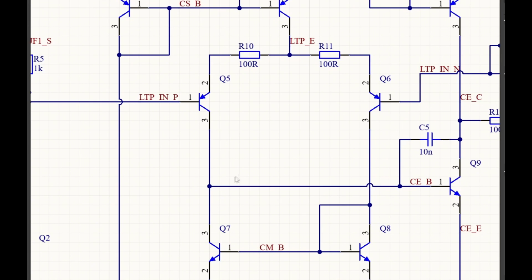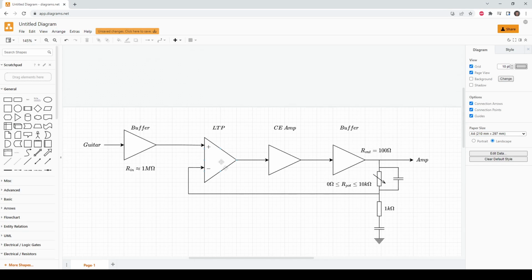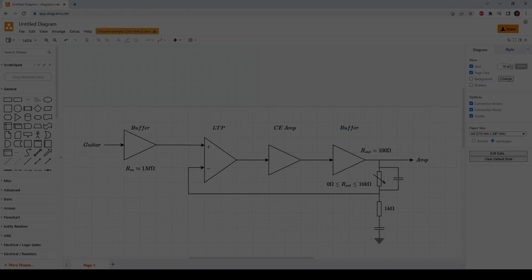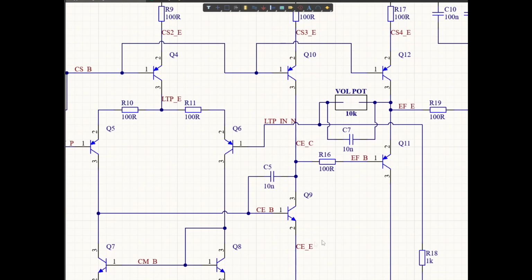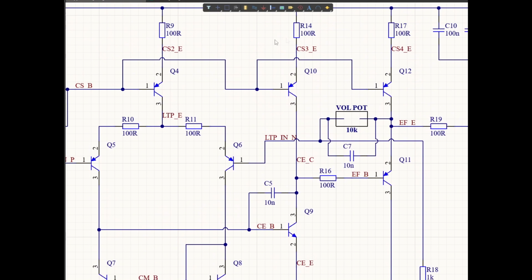At the collector of Q5, we take the output and feed this into our common emitter amplifier. The common emitter amplifier has some degeneration in the form of R15 to aid the DC bias, and I'm bypassing this quite heavily with C6 to make sure we get increased gain regardless of R15. As the load of my common emitter amplifier, again, I'm using a current source.